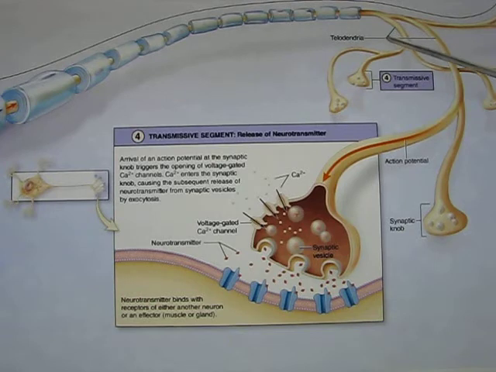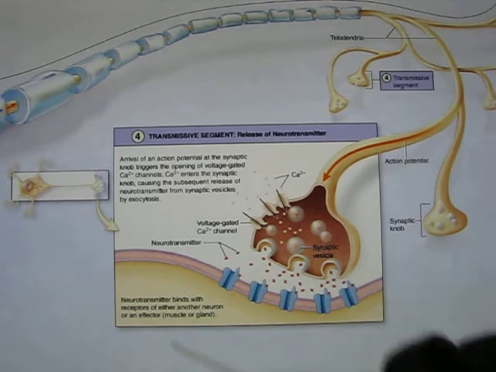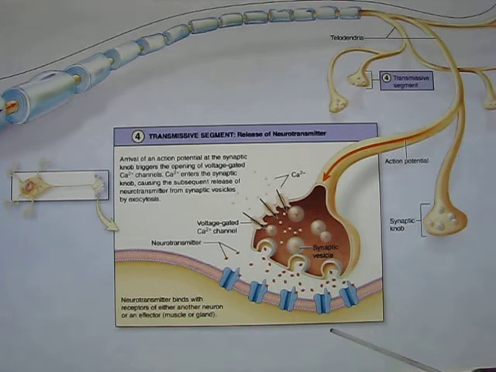Now this neuron's job is done, and it's this neuron's job to generate its own EPSP and generate its own action potential and keep sending signal down to the next neuron.